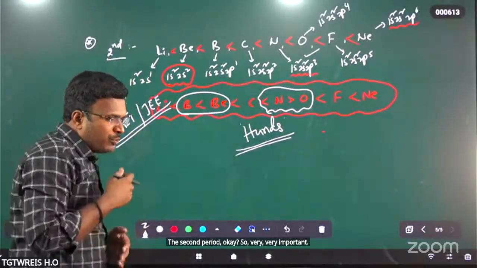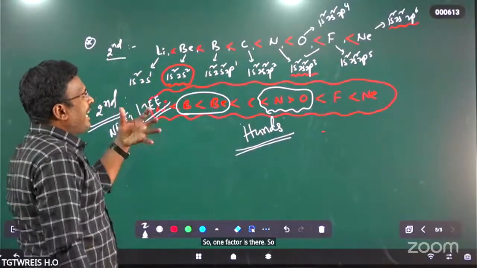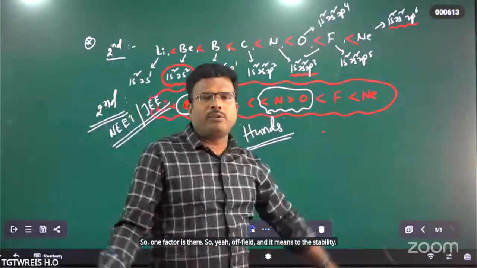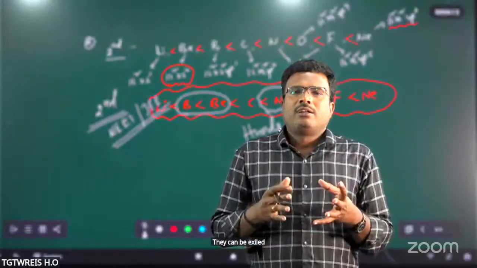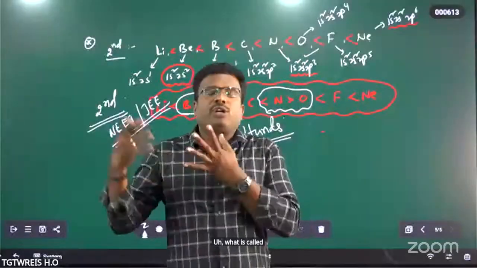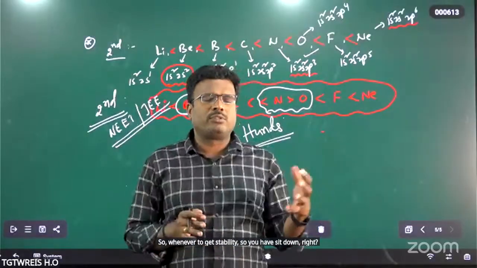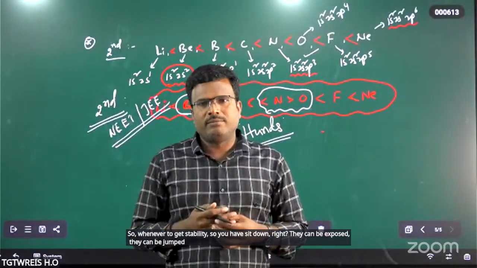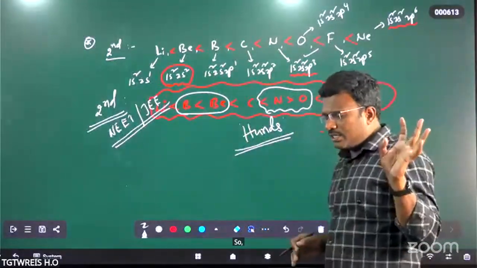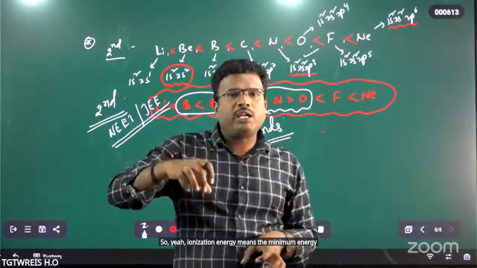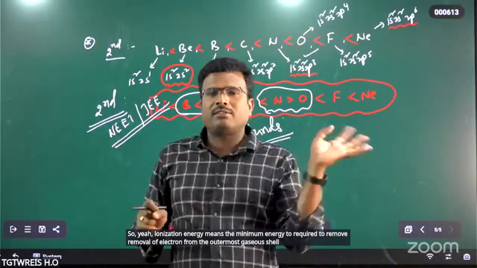So what are the factors affecting the ionization energy? One factor is stability. So here half-filled means stability. When you get stability, the electron is not excited to other states. Whenever you get stability, you sit down, right? Otherwise it can be excited and jump in any direction. So here ionization energy means the minimum energy required to remove an electron from the outermost shell of a gaseous atom. That is called ionization energy.